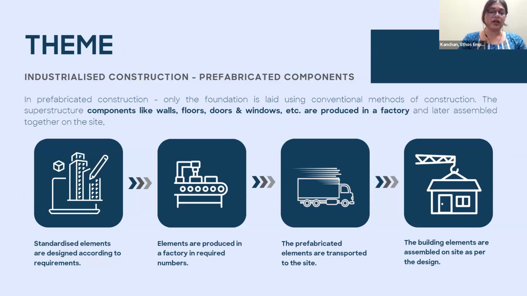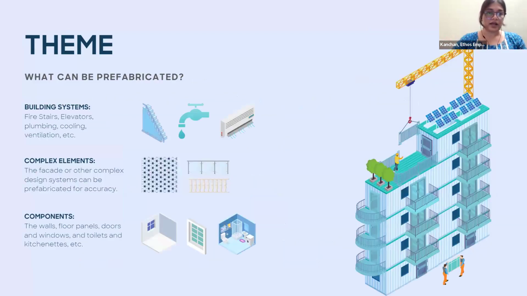The next step would be producing these elements in the factory in high numbers, because for a high-rise you're going to need multiple units of the same design. Then all of these prefabricated components, once manufactured, will be taken to the actual site, where they will be assembled as per the design. You might wonder what can be prefabricated. Entire building systems like the fire stairs, elevators, plumbing, cooling units, and ventilation can all be prefabricated.